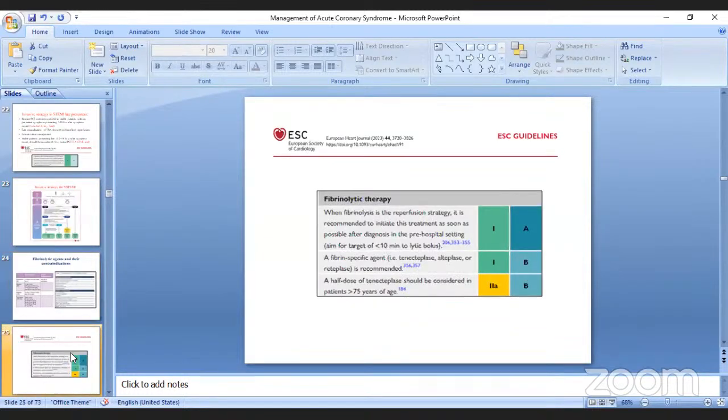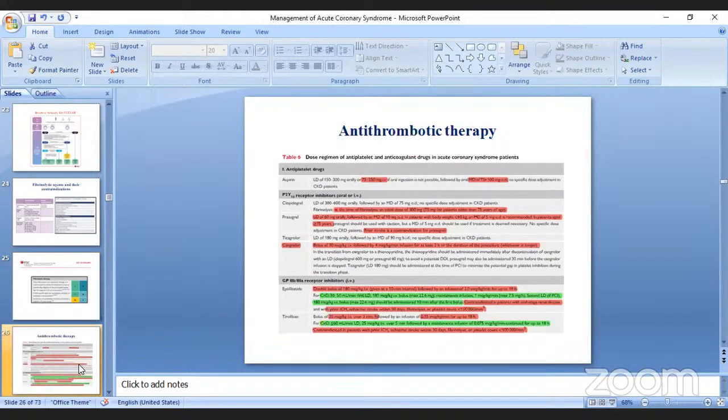So with respect to the fibrinolytic therapy, the recommendations are: when fibrinolysis is the reperfusion strategy of choice, it has to be within 10 minutes of diagnosis in the ECG. A fibrin-specific agent such as tenecteplase, alteplase, or reteplase is recommended, and a half dose of tenecteplase should be considered in patients above 75 years of age. Moving on to antithrombotic therapy. Antithrombotic therapy includes antiplatelets and anticoagulation drugs.